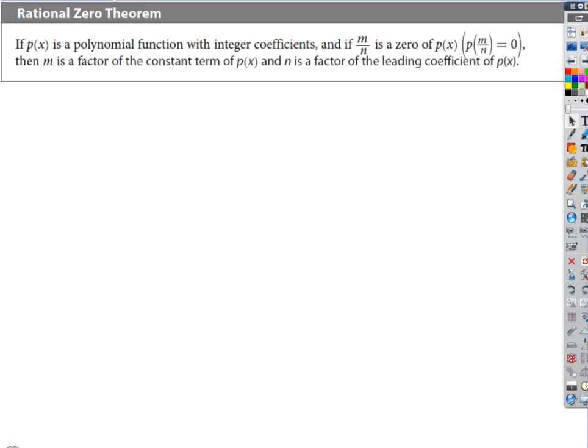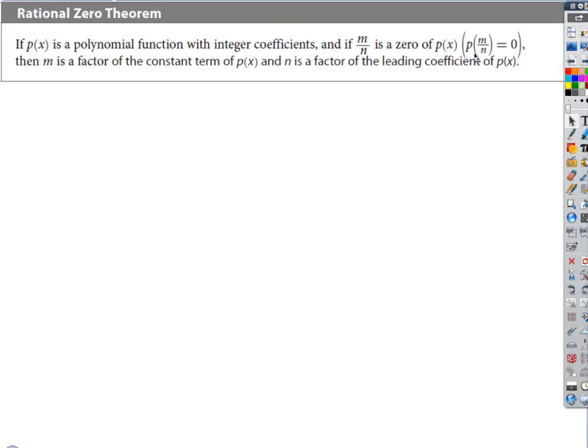Theorem has to say. The rational root theorem, let's read through this together and interpret it, and then I'll show you why this works the way it does. This is handy. If p of x is a polynomial function with integer coefficients, so this only applies if everything we've dealt with has had integer coefficients, right? And if m divided by n is a zero of this function, then this has to be true.